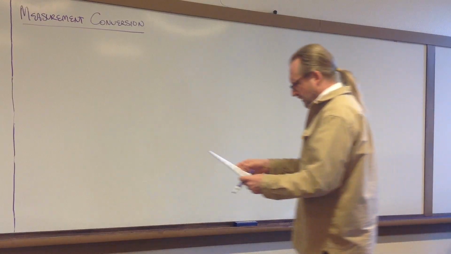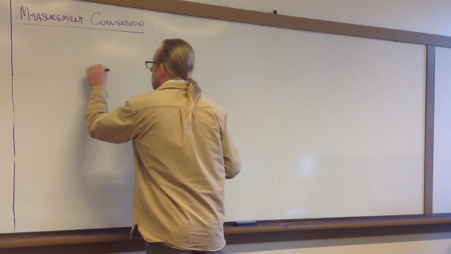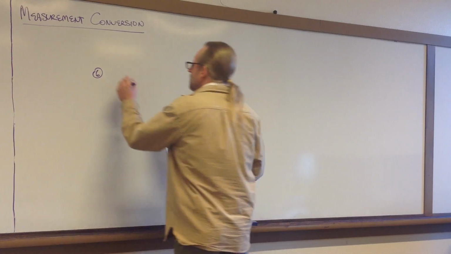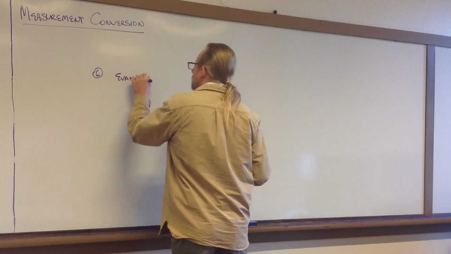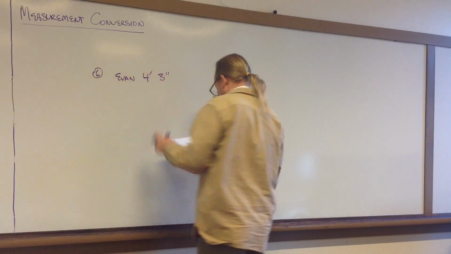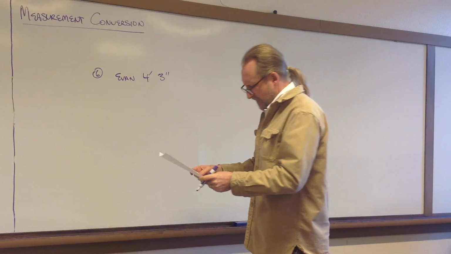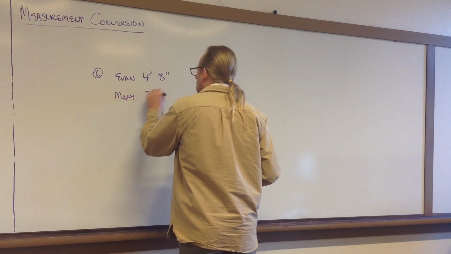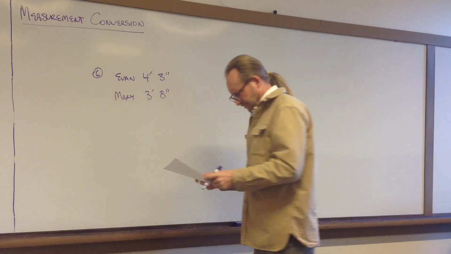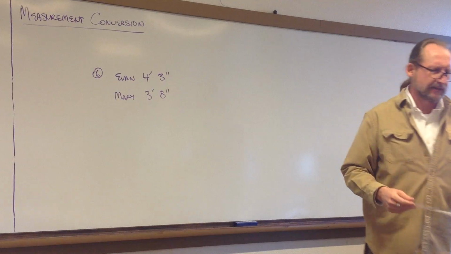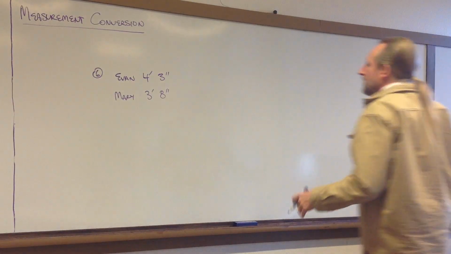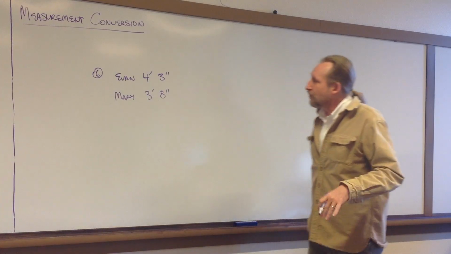Problem number 6. Again, this is a feet and inches problem. Evan is 4'3". Mary is 3 feet 8. How much taller is Evan than Mary? Well, we want to find the difference in their heights, so that means we want to subtract.